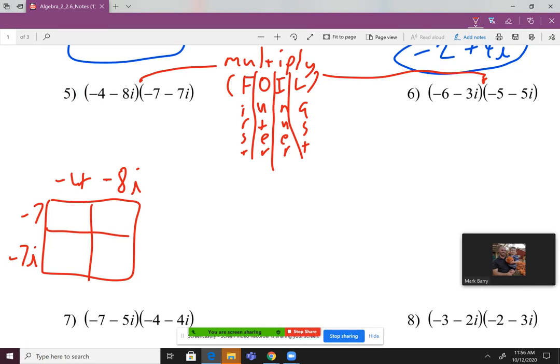So the box there, you put one of the parentheses up there and then one of them along the side. Do make sure you're really careful about whether each thing is positive or negative. That's very important. And then we just multiply to fill out the box. So this one's negative 7 times negative 4 is positive 28. Negative 7 times negative 8i is positive 56i. Negative 4 times negative 7i is positive 28i. So you can see that those two corners should have the i's attached. And then this last box down here is positive 56i squared.